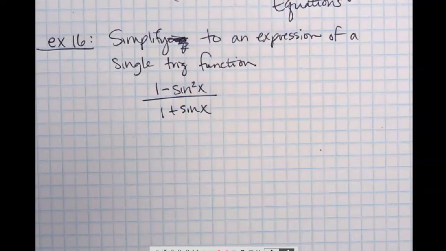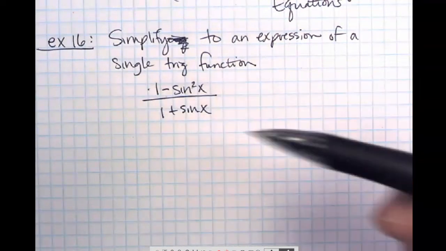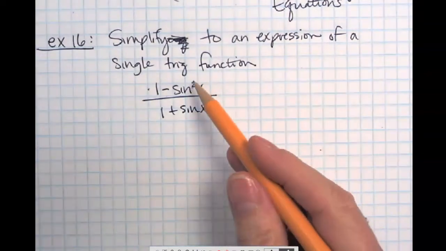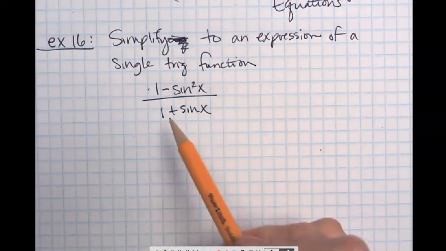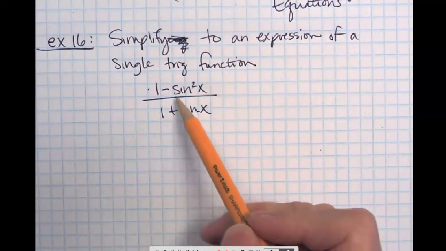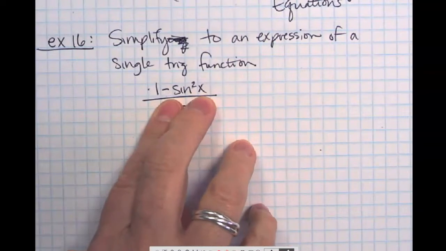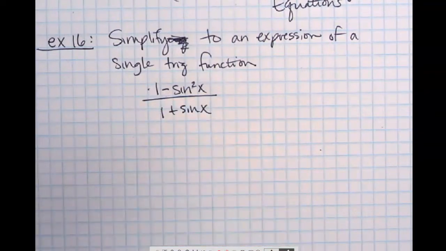How many trig functions do I have right now? Two, right? There's one and there's another one. So I want to somehow get this down to one. Can I cancel the ones and can I reduce the sines? No, because of these pesky little plus and minuses. Is sine a factor of the whole numerator? No. Is sine a factor of the whole denominator? No. If they were multiplied, we could cancel all day long, but they're not.